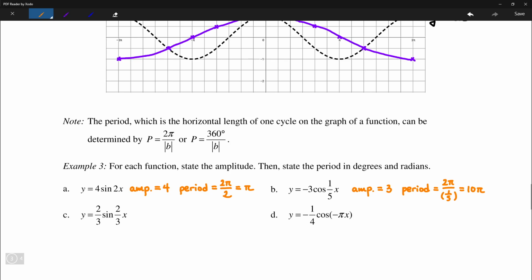Okay, next one, similar idea. Amplitude is going to be 2/3, and the period will be 2 pi over 2/3, which is actually 3 pi.